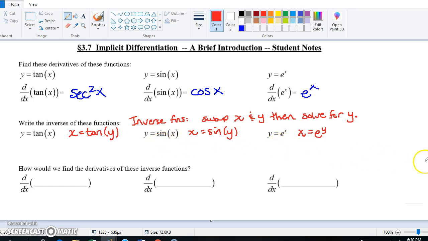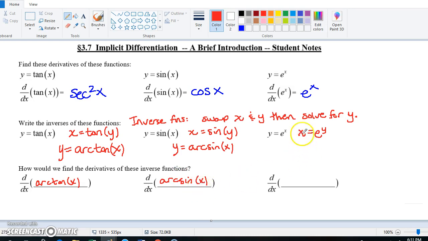Remember, to write an inverse, you swap x and y, and then solve for y. So in red, I've swapped x's and y's, and I'm going to solve for y by writing arctan of x. Today we'll find the derivative of the arctan of x. The inverse of y equals sine of x is y equals the arcsine of x. Today we will find the derivative of the arcsine of x.